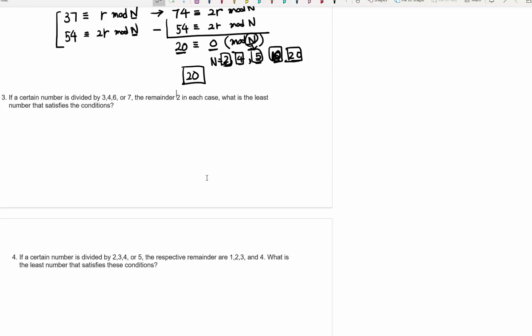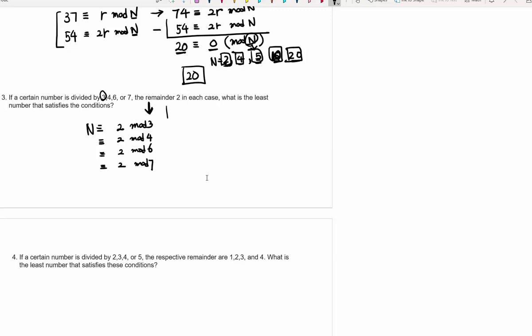A certain number is divided by 3, 4, 6, 7, and the remainder is 2. We have four modular systems, and the remainder in each case is 2. So the number is 2 mod 3, 2 mod 4, 2 mod 6, and 2 mod 7. Over here, the moduli are all different.